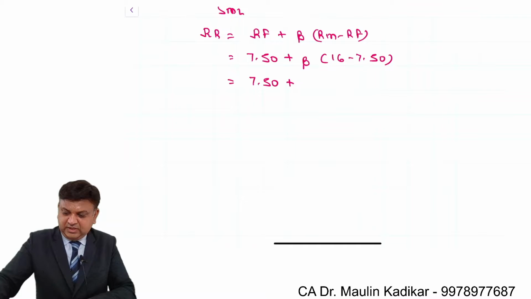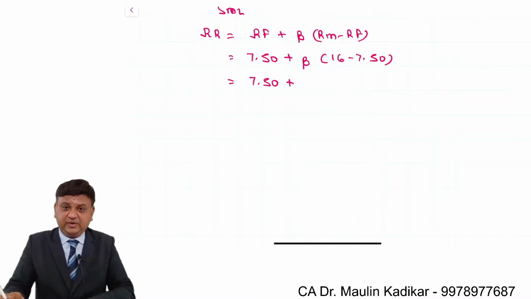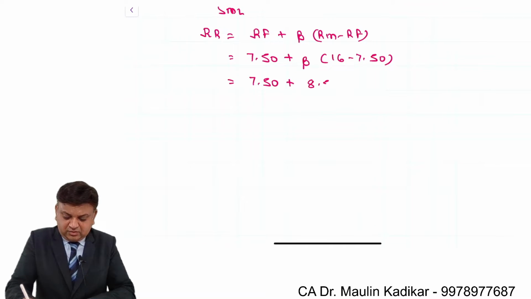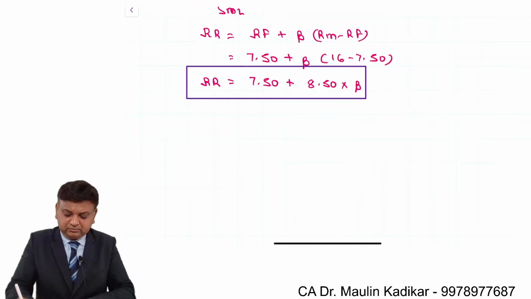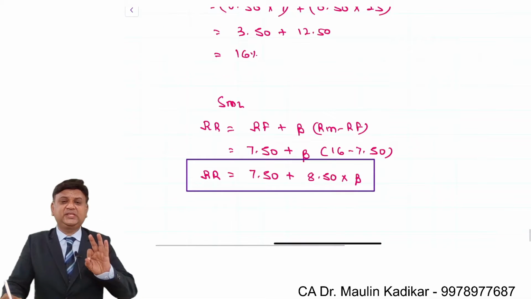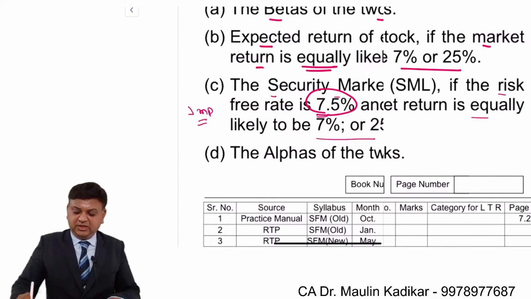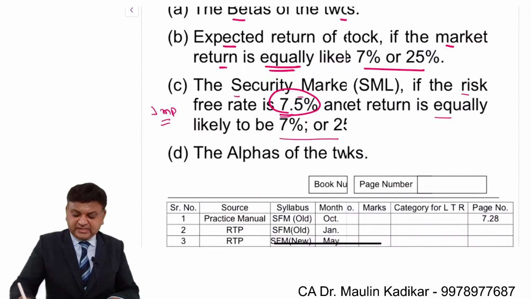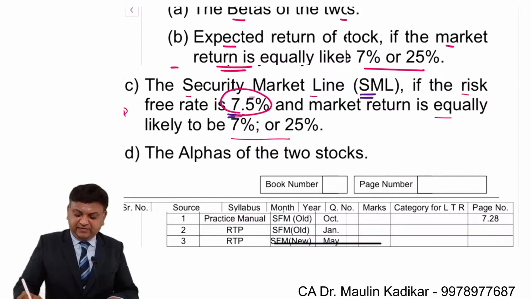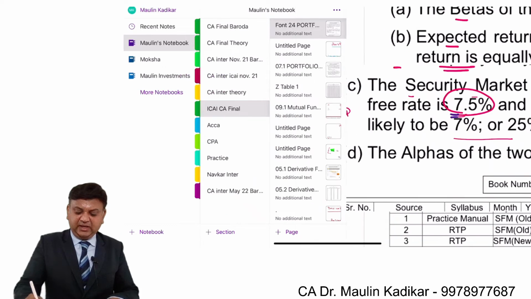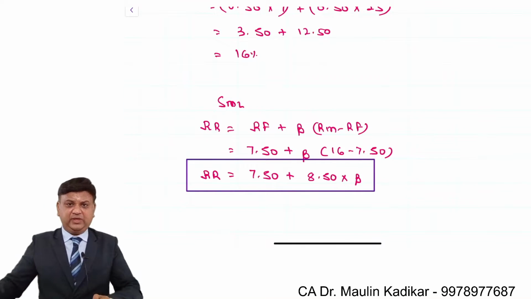7.5 plus 16 minus 7.5 is 8.5. So it is 8.50 into beta. That is the way the required rate of return is formed, so the security market line is formed. We just have to form this equation, and this is what we understand is the answer of this question. The question says that SML stands for security market line if risk-free rate of return is 7 and market return is likely to be equally both 7 and 25.